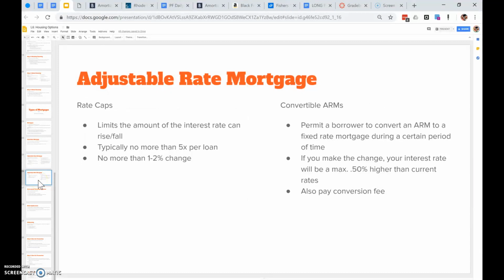We also have to think about rate caps. Most adjustable rate mortgages have a rate cap, which limits the amount the interest rate can rise or fall. Rate caps generally limit increases or decreases of an interest rate to 1 or 2 percentage points a year, and no more than 5 points over the life of the loan.